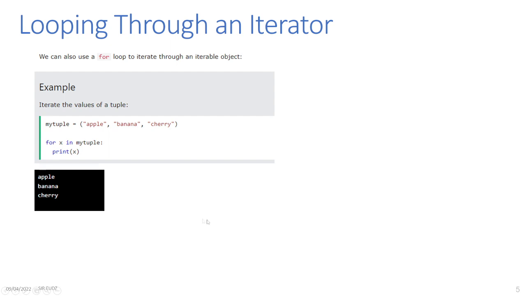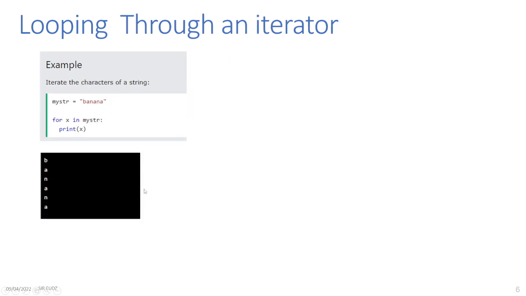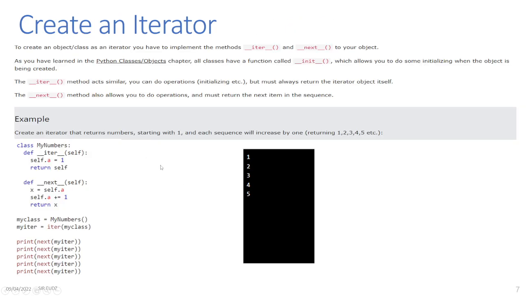Looping through an iterator. We can use a for loop to iterate through an iterable object. So iterate the values of a tuple. My tuple is equal to apple, banana, cherry. For x in my tuple, print x, so apple, banana, cherry. We have discussed this in the previous lessons. But here we are going to loop through a string as well. So for x in my string, print x, so that will print B, A, N, A, N, A. Just like what we have done in the previous one, but here we're using a loop.